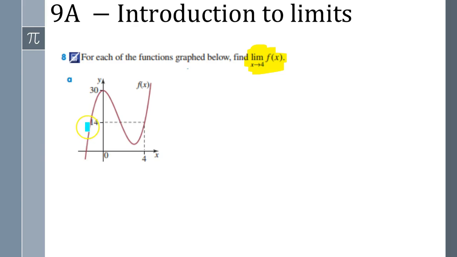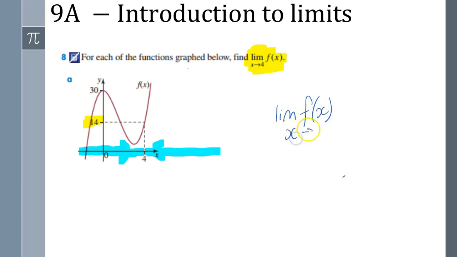So if we start over here, we're getting closer and closer to x equaling 4. And this is from both ways. So we get closer and closer and closer. We're not going to hit 4, but we're moving towards 4. And what they want to know is what is f of x, or what is y, as x gets closer and closer to 4. Very simple, it's 14. And we would write it as the limit of f of x as x approaches 4 is 14.